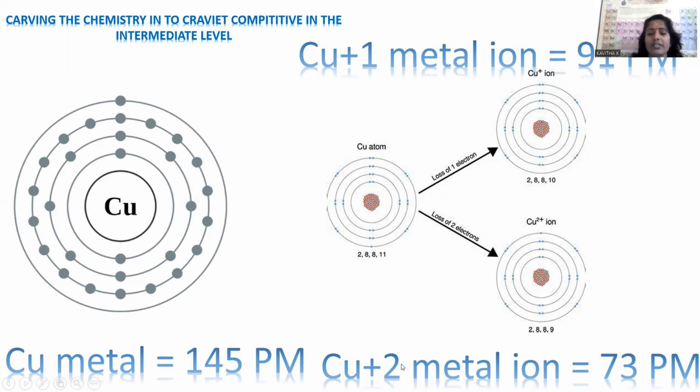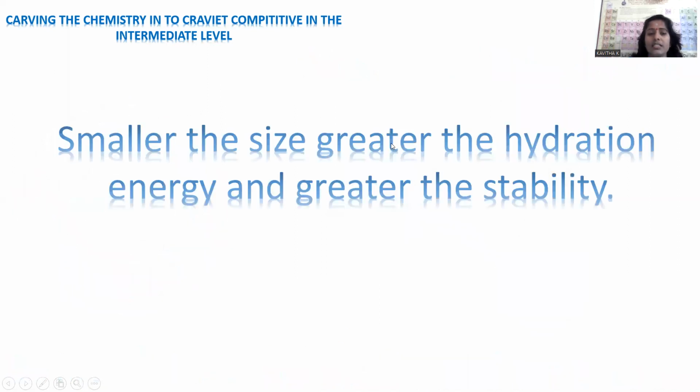As the charge increases, the size of the cation shrinks. The size of the cation will contract, so that compared to metallic copper and copper plus 1, copper plus 2 has the smaller radius, with 73 picometers of size. And the conclusion is, the smaller the size, the greater the hydration energy.